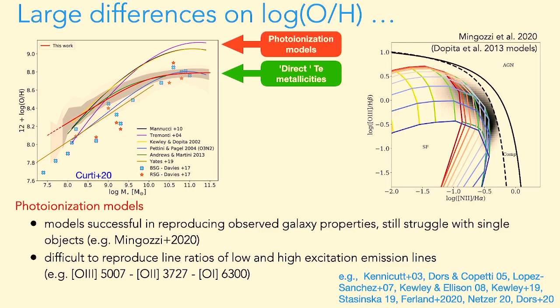Well, let's see what the photoionization models are doing. Basically, we have been using photoionization models for 40 or more years. These photoionization models are pretty successful in reproducing the global galaxy properties. However, if you look carefully, they still struggle with reproducing single objects. And most of all, the problem is to reproduce line ratios from different excitation levels, from ions of different excitations.